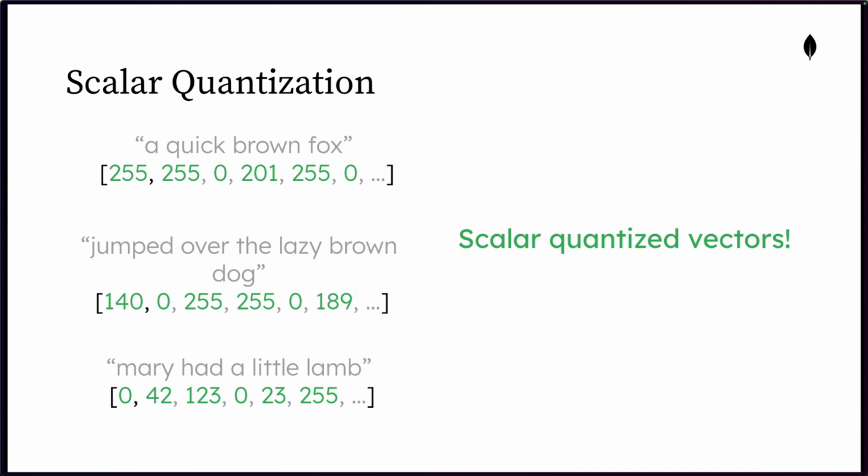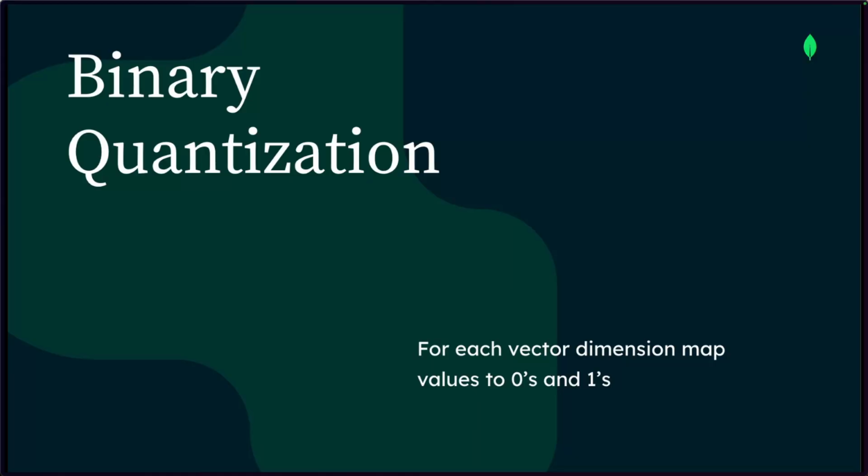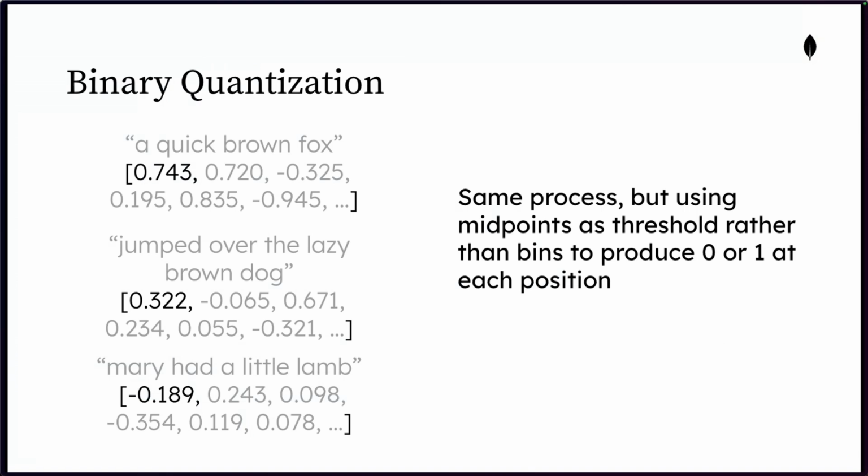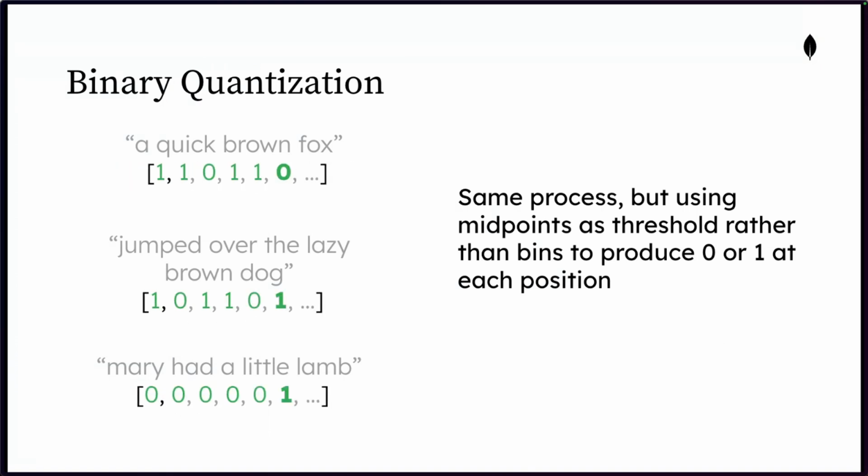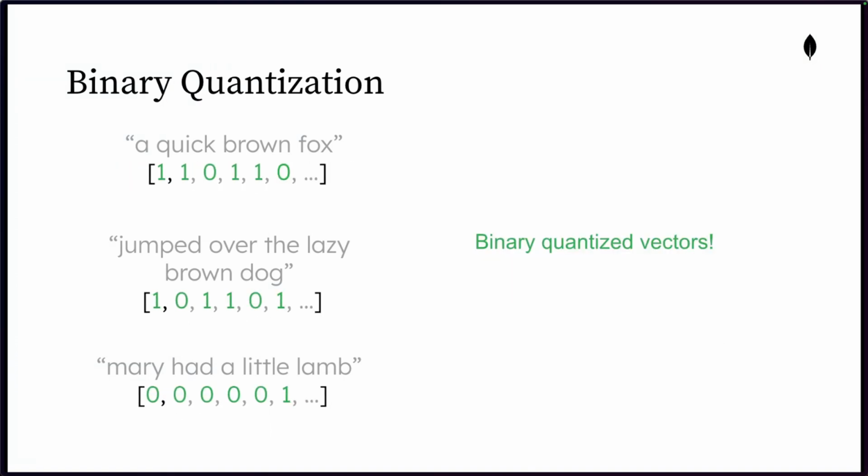Another version of this is binary quantization. So this one is much more dramatic. We're going from floating point to binary, a 0 or a 1. And so in this one, we take the median value, and if it's above that, it's a 1. If it's below that, it's a 0. So pretty simple process there. We just kind of go through here and assign zeros and ones.